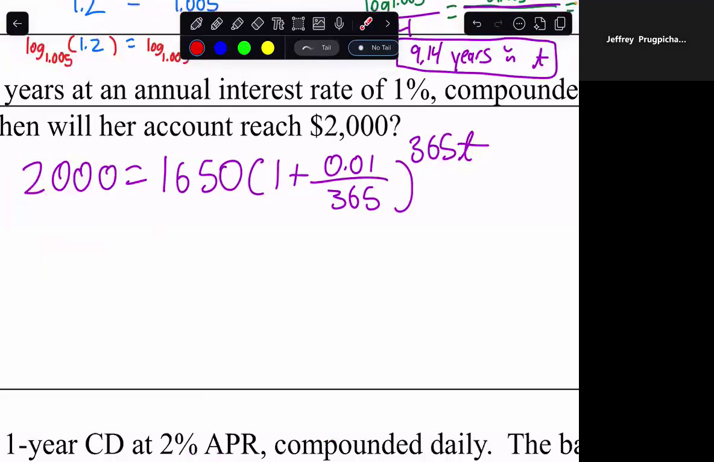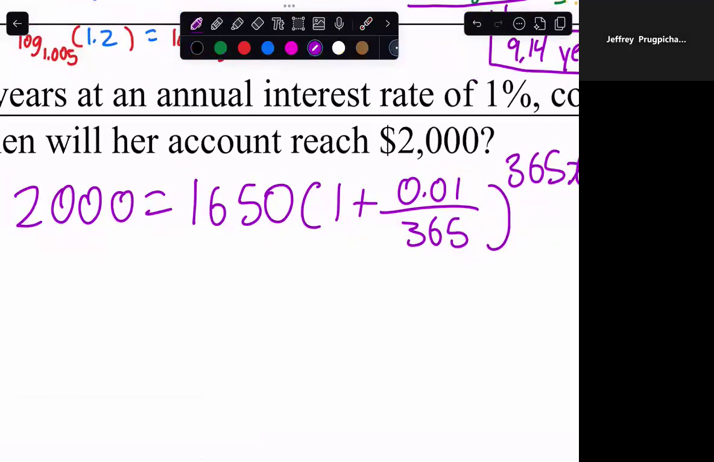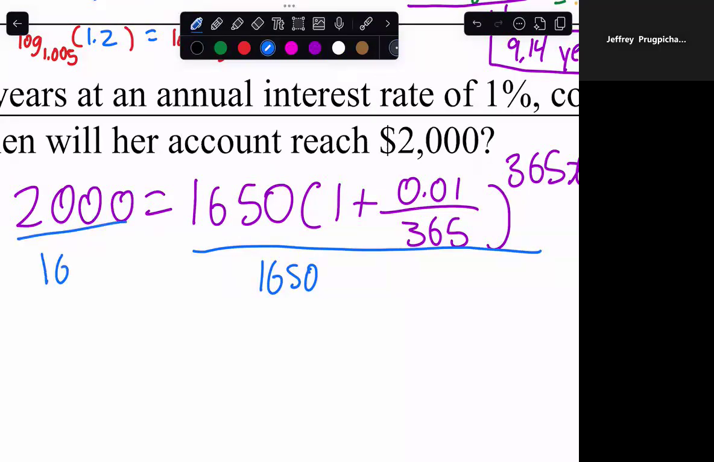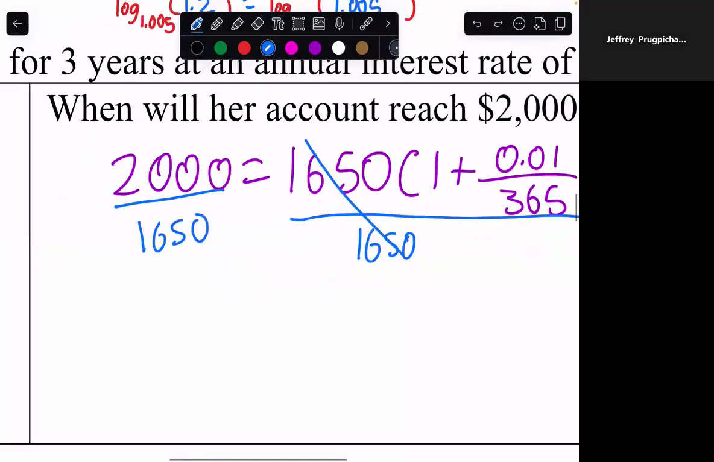The previous problem, the numbers worked out pretty nicely: 6,000 divided by 5,000 was exactly 1.2. Here, if we divide 2,000 by 1650, it doesn't work out as perfectly. This decimal goes on forever. In general, more is better. The more decimal places you keep, the more accurate your answer. Or if you really want to be good, you can keep it as a fraction. In fraction form, 2,000 over 1650 reduces to 40 over 33.